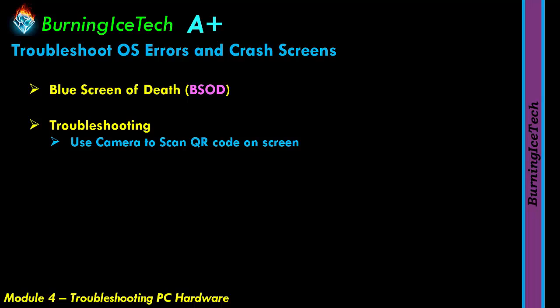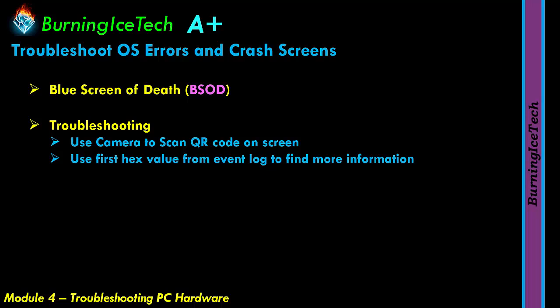Alternatively, folks, what you can also try, if the QR code thing does not work out, which is probably going to be the case, you can use the first hex value from the event log to find more information. Yes, if you didn't know that, you can actually go and use the first hex value from the event log, folks, to go and check for more information.